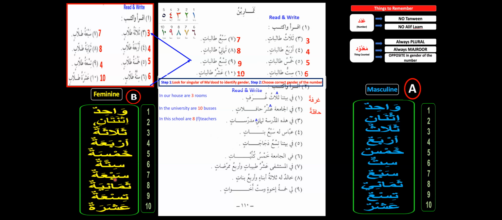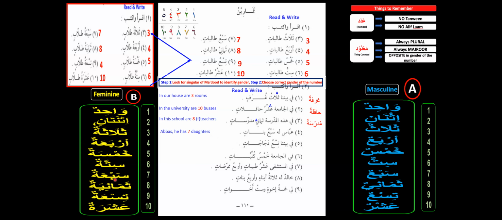في هذه المدرسة ثماني مدرسات. What's the singular? Mudarrisatun. So your number is going to be thamani, not thamaniyatu. Thamaniyatu, you cannot have it here because we are talking about the female teacher. If it was a male teacher, yes, then you would have picked the feminine version.